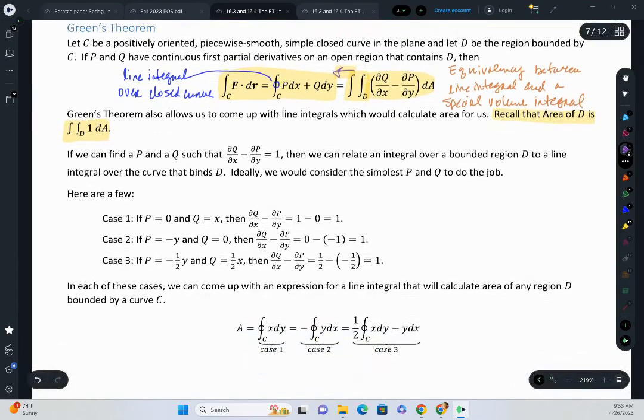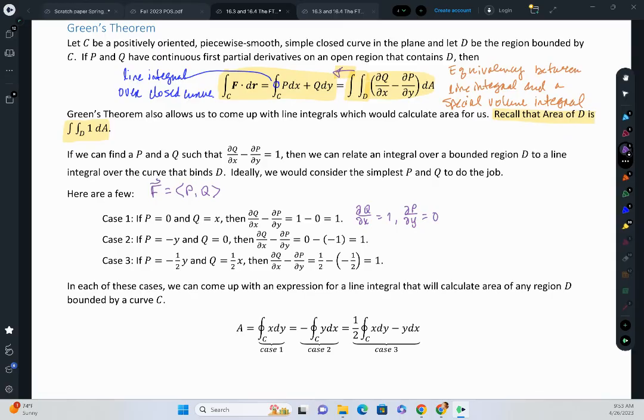So I've got a few cases of different P and Q values. These are not the only P and Q values that would work. But for example, in case 1, when I say P and Q, remember we're referring to the vector field F that has components P and Q. So we're picking those. If P was 0 and Q was x, then del Q del x would equal 1, and del P del y would equal 0. And so that difference would be 1 minus 0, which is 1. So those would work as components of our vector field.